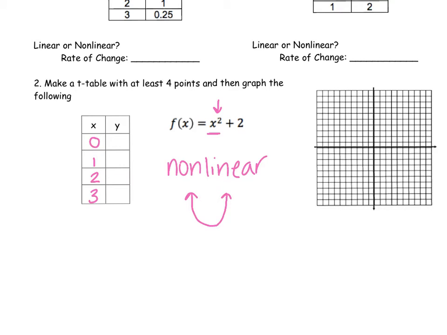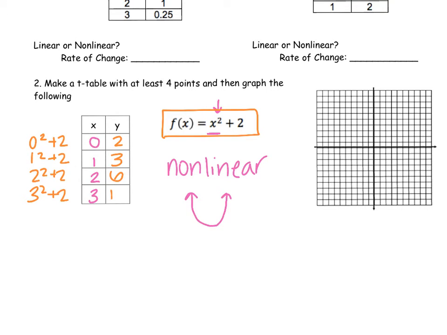Remember, after we choose whatever points we want for x, we plug them into our function that we are given. So I would say 0 squared plus 2 is 2. 1 squared plus 2 is 3. 2 squared plus 2 is 6. 3 squared plus 2 is 11. So when I graph this, I have 0, 2, 1, 3, 2, 6, and then 3, 11 doesn't fit.